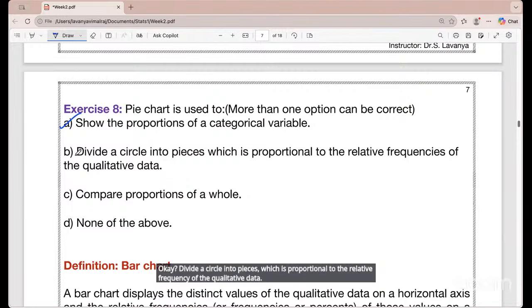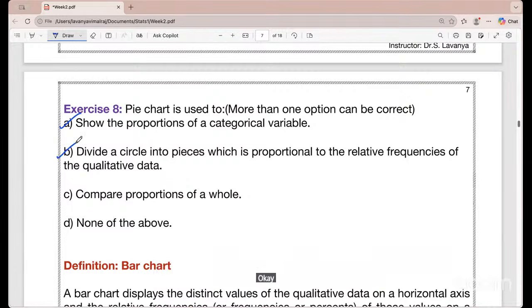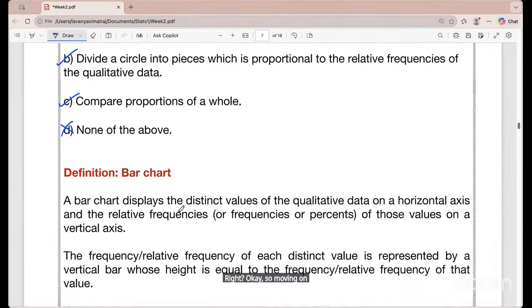True, correct. Compare proportions of a whole. It is true. So A, B, C are correct. Good. So these are basically the characterizations of a pie chart, or we can say the reasons why we need a pie chart. Okay, so moving on to the bar chart now.